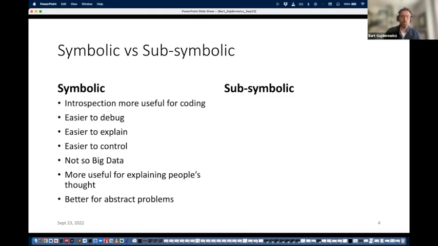So what is so great about symbolic? What do they actually provide, symbolic AI? Introspection is more useful for coding. These kinds of models are easy to debug. They're easy to explain, explainability being a big important topic right now. Symbolic models have always been explainable just by their very nature. They're easier to control. You don't require as much data as you might with subsymbolic models.